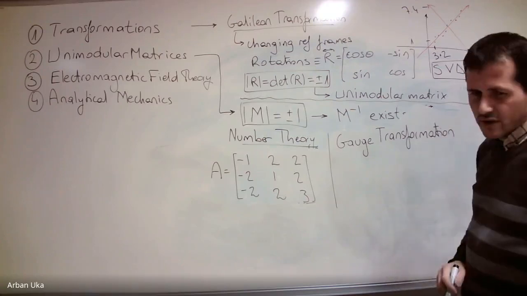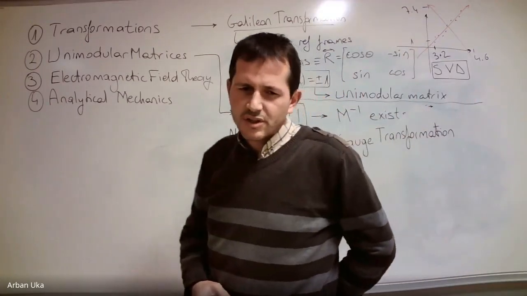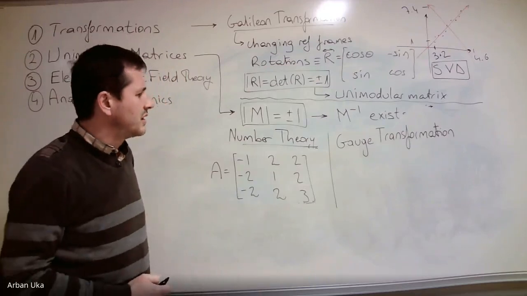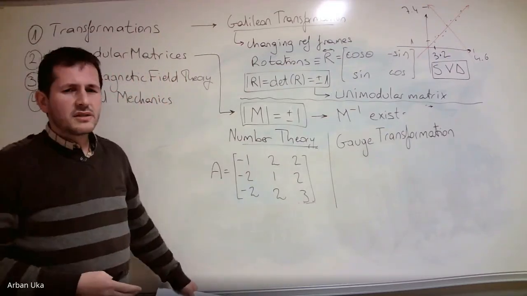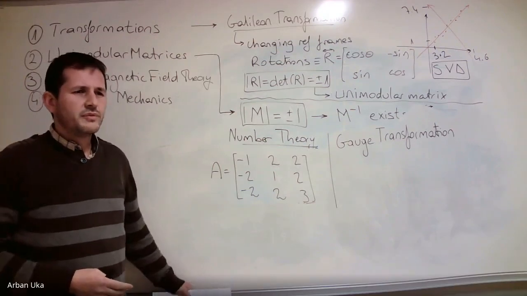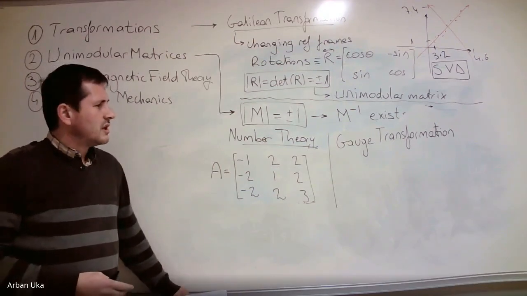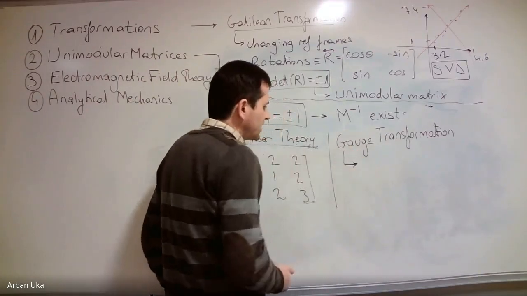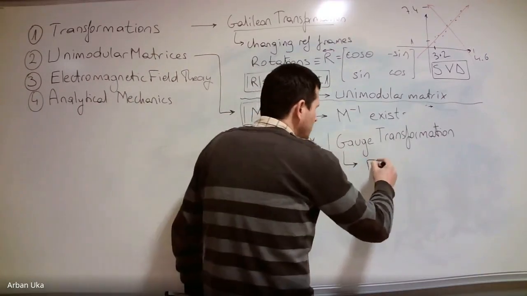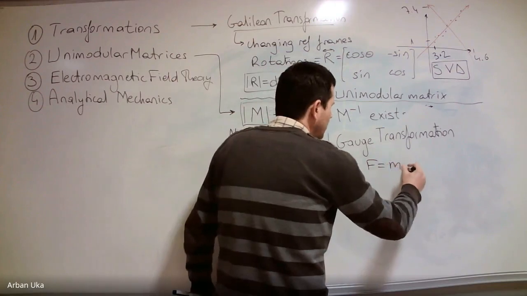So, gauge transformation. The students of electronics engineering that have taken electromagnetic field theory might remember that the gauge transformation is a possibility to change, for example, the equations. So all physics is about writing down this equation: F is equal to ma.